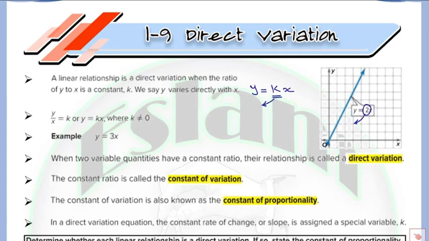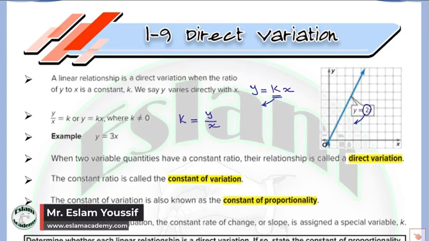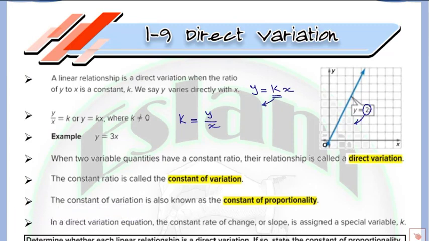We can use the equation to find the constant rate of change. The constant rate of change will be equal to y over x. So if the question asks about writing the equation, number 1, we need to find the constant rate of change. We can find the constant rate of change by dividing y over x. After that, we will just replace it in the equation, so it will be y equals kx.